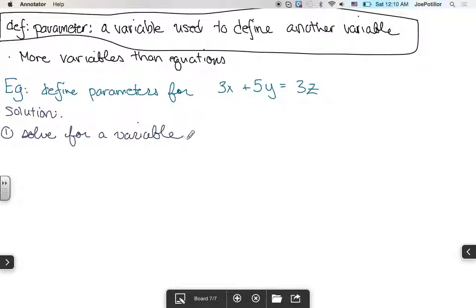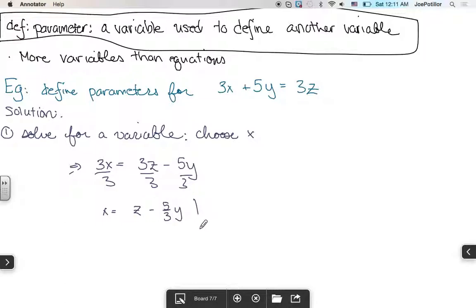So I'm going to choose x. To solve everything for x, we'll do this. Since you guys are algebraic masters at this point, you already know that 3x is equal to 3z minus 5y. Divide by 3, and you end up with x equals z minus 5/3 y. Right. From here, we have x as the equation.